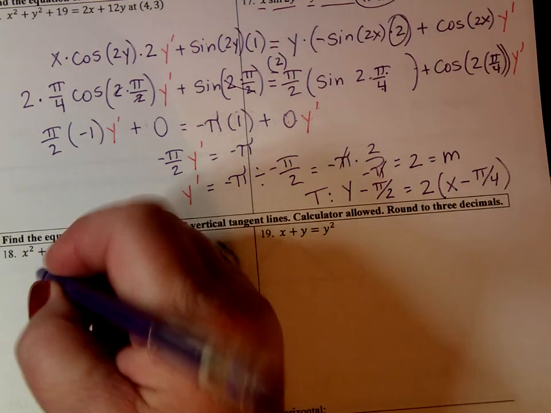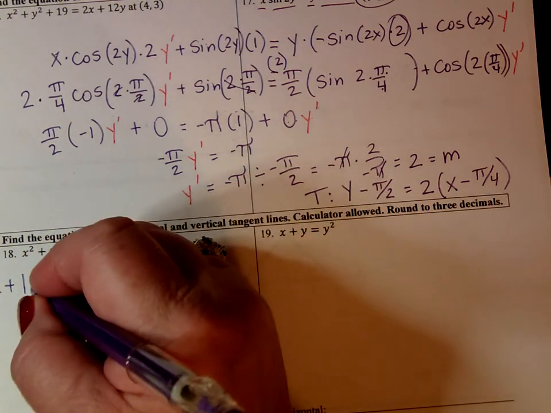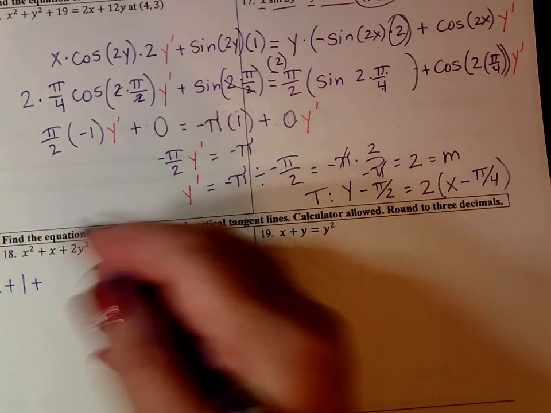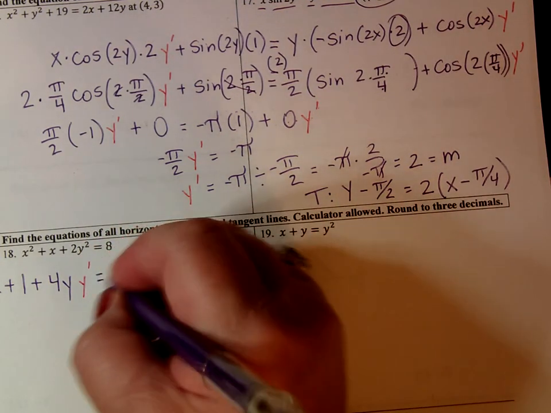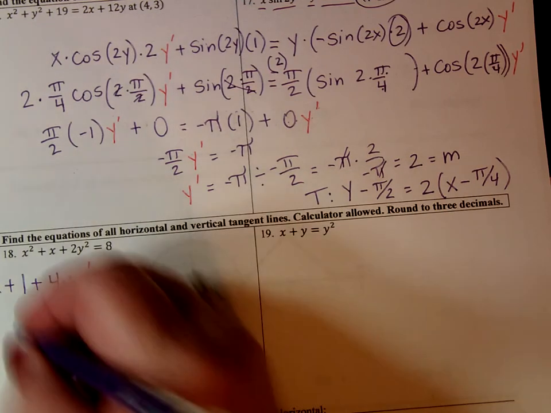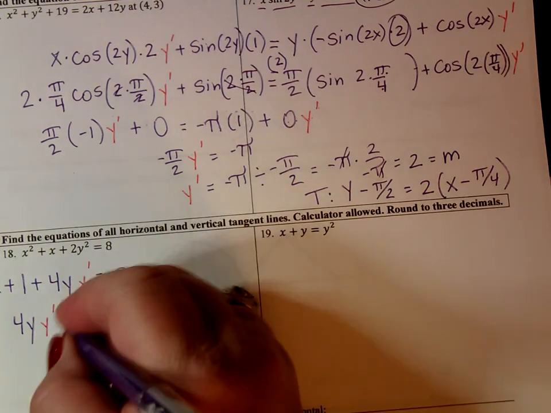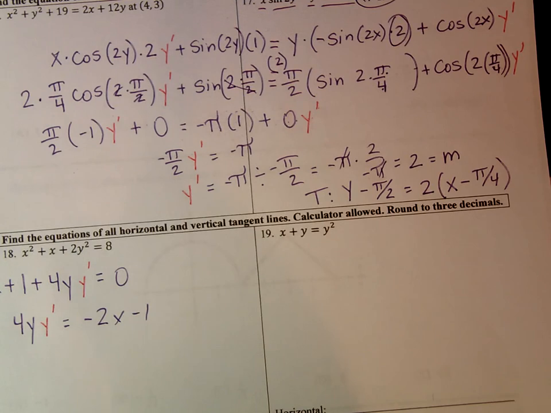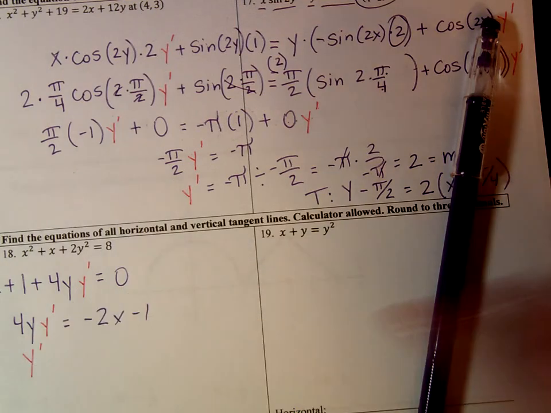So here I go. The derivative of x squared is 2x. Derivative of x is 1. The derivative of 2y squared is 4y, y prime, equals 0. Derivative of 8 is 0. I keep my 4y, y prime on the left. Everybody else goes right. Minus 2x minus 1. And so when I put this together, I have this fraction, and my fraction is y prime equals negative 2x minus 1 over 4y.